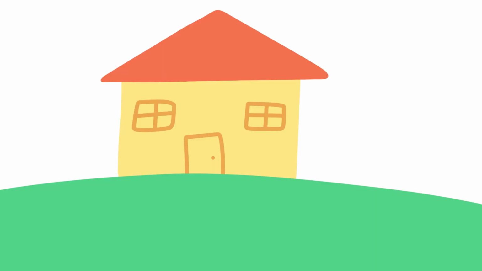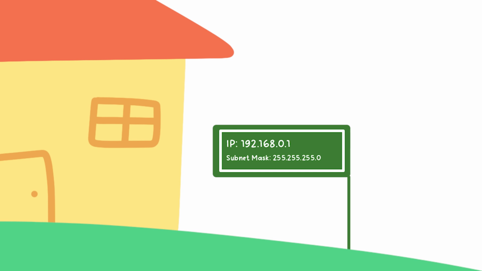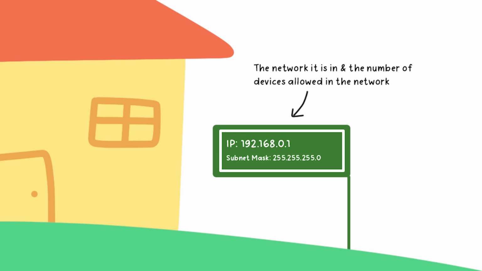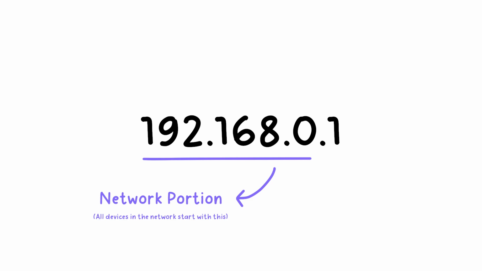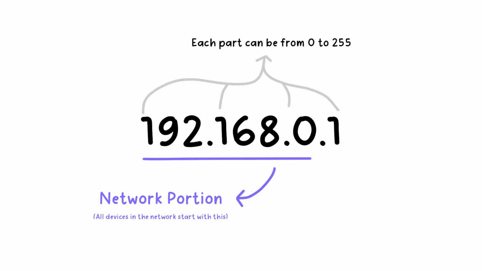Let's take a deeper look into IP addresses. When we see an address like 192.168.0.1, it is usually also associated with something called a subnet mask, like 255.255.255.0. From this, we can gain two pieces of information: the first being the network it is in, and the second being the number of devices allowed in the network. Using the same example, 192.168.0 would be the network address, meaning that all devices in this network will start with 192.168.0. Each of these parts can be any number from 0 to 255. The last portion is the host portion, and must be unique for each host within the network.